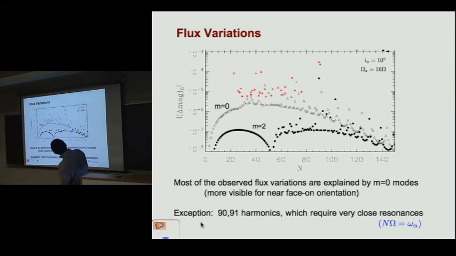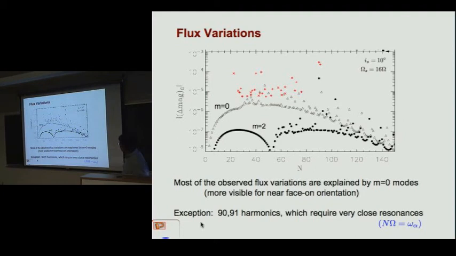The exception is 90 and 91, because they have very high amplitude. In order to explain this flux variation, you have to have a very close resonance. Namely, you have to say that we have an intrinsic mode of the white dwarf at some integer n times the orbital frequency, with n happening to be 90 or 91. 90 times the orbital frequency equals the intrinsic frequency to high precision, to less than n values, 2 or 3.